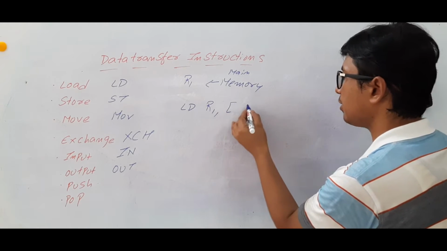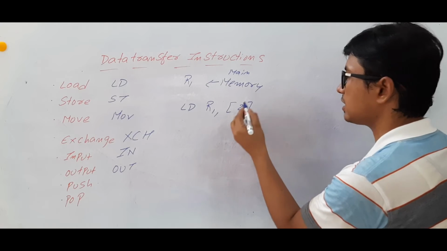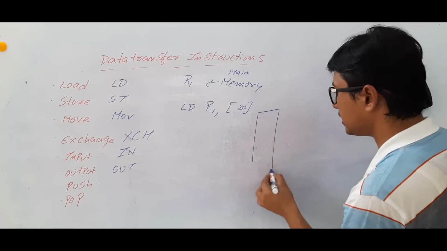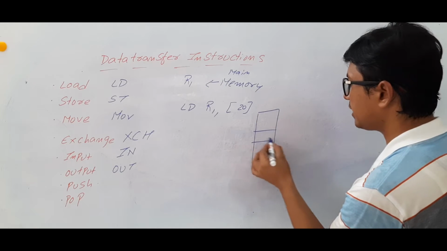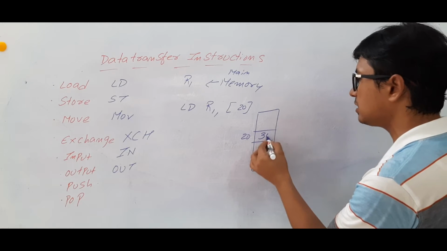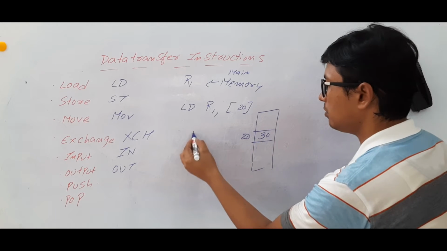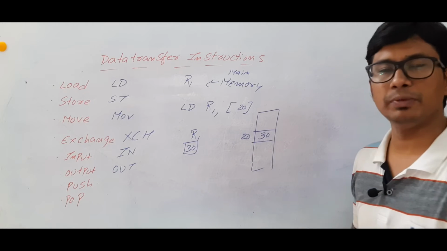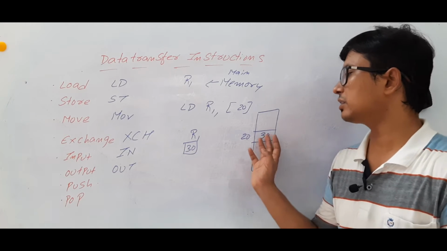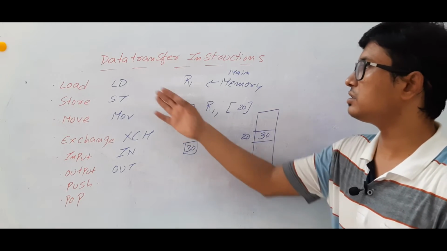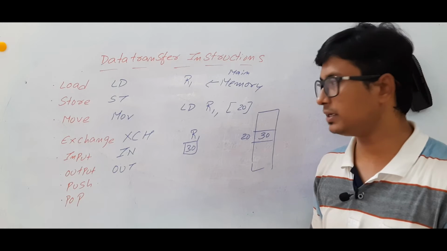Let's take that I have represented the main memory addresses like this. Now what will happen? Whatever content is in address location 20 in the main memory, let's take that it has the value 30. That content will be stored in the register R1. Is it clear? The 30 will be loaded into the register R1. So this is the way the load instruction is executed.